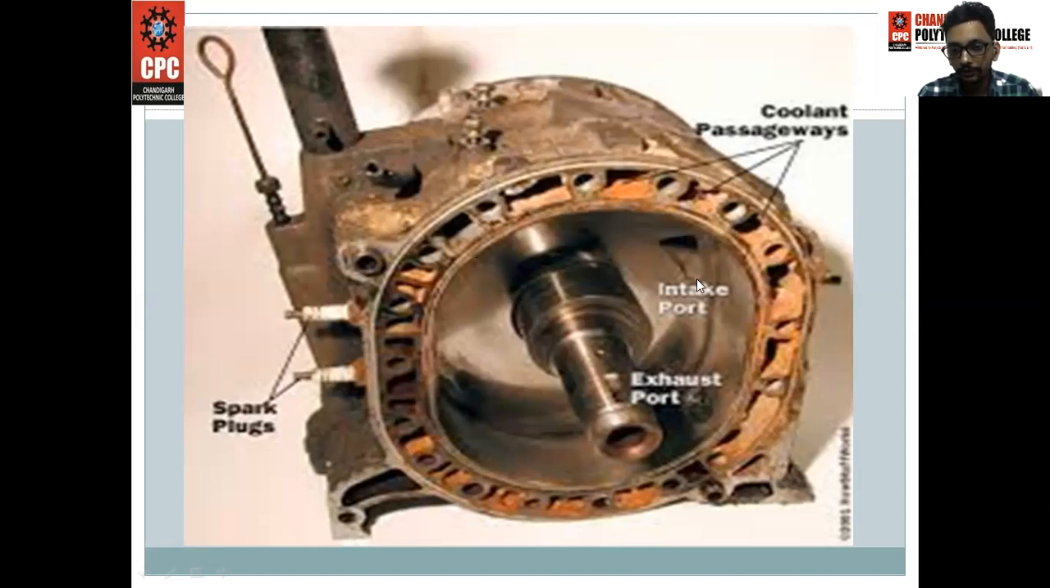This is the intake port, and when the mixture enters through the intake port, after that comes compression, and in the power stroke, the spark plug ignites and the power stroke is produced. The fourth stroke is the exhaust stroke, where the exhaust gases move out from the housing, right? This is the process of a Wankel engine.